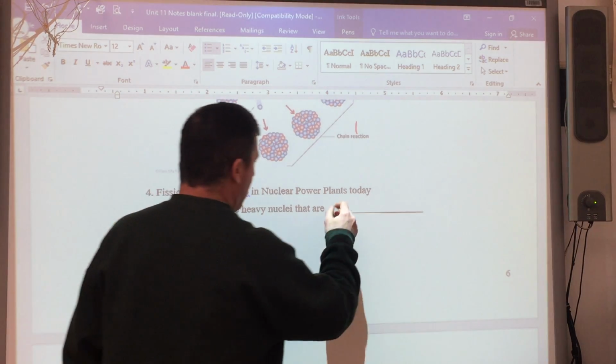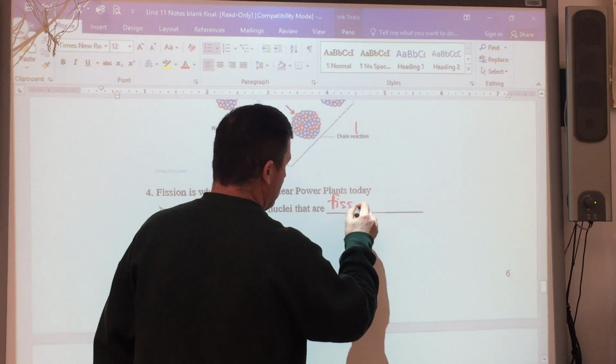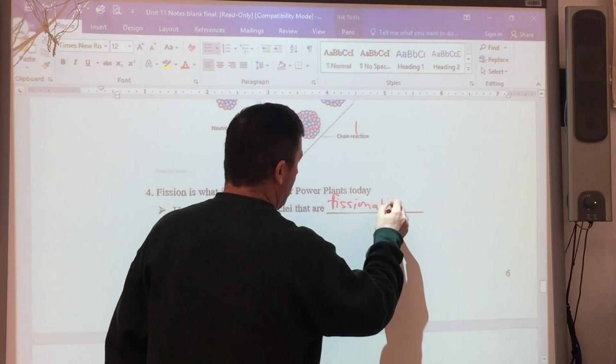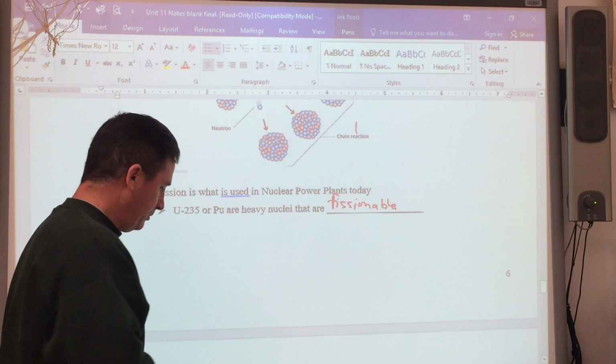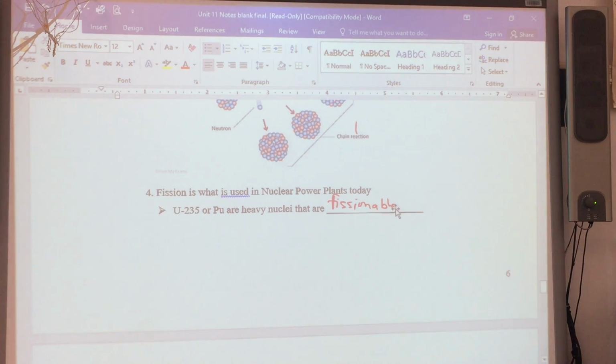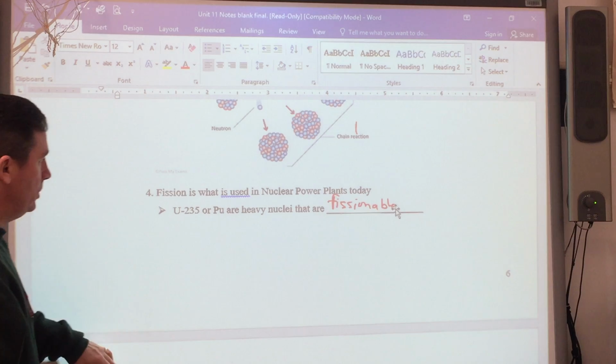And these are what we call fissionable. In other words, they can be broken apart to yield energy. They are fissionable.